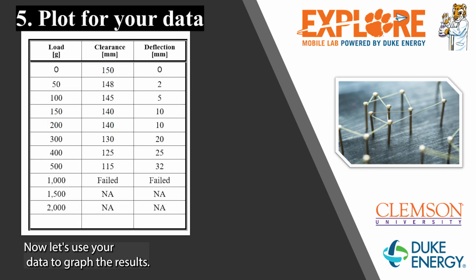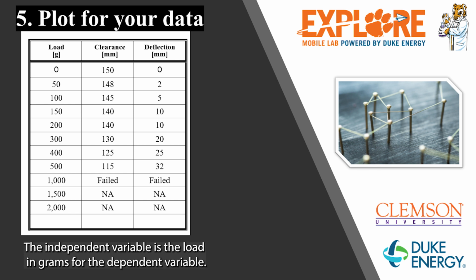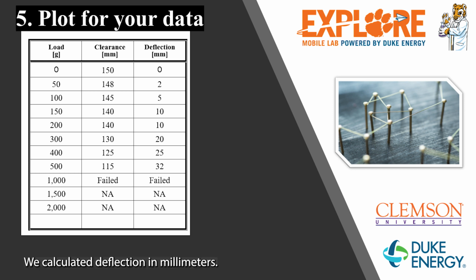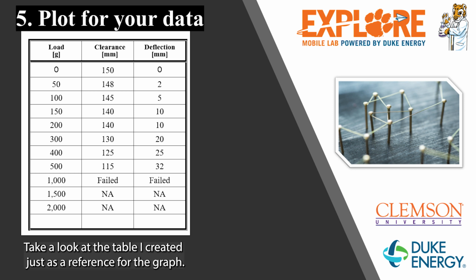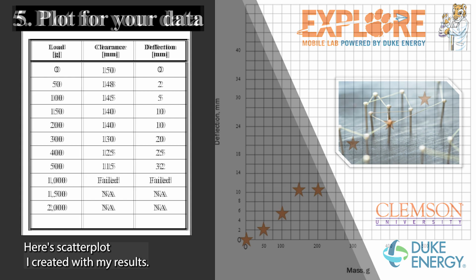Now let's use your data to graph the results. The independent variable is the load in grams. For the dependent variable, we calculated deflection in millimeters. Take a look at the table I created just as a reference for the graph. Here's the scatter plot I created with my results.